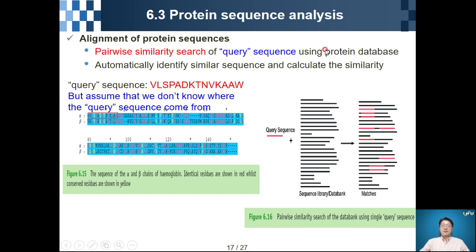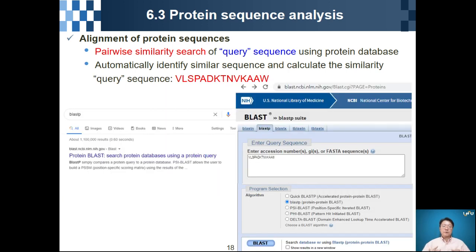So this method automatically identifies similar sequences and also calculates the similarity. Okay, so for pairwise similarity searches of a query sequence using a protein database, first you have to go to Google and just search BLAST P. After that you will have this result.